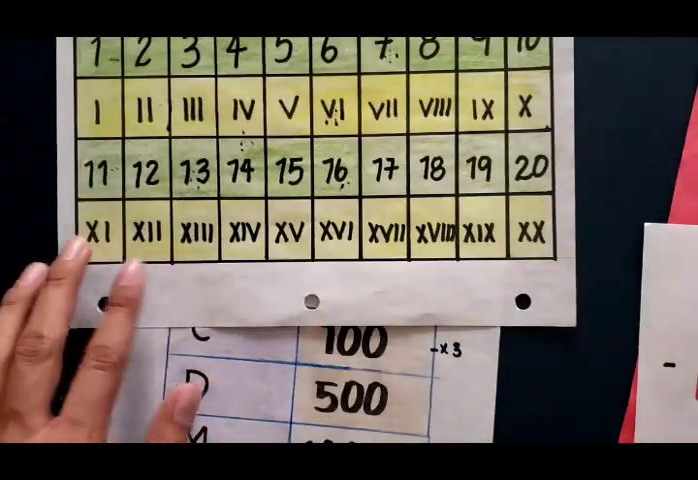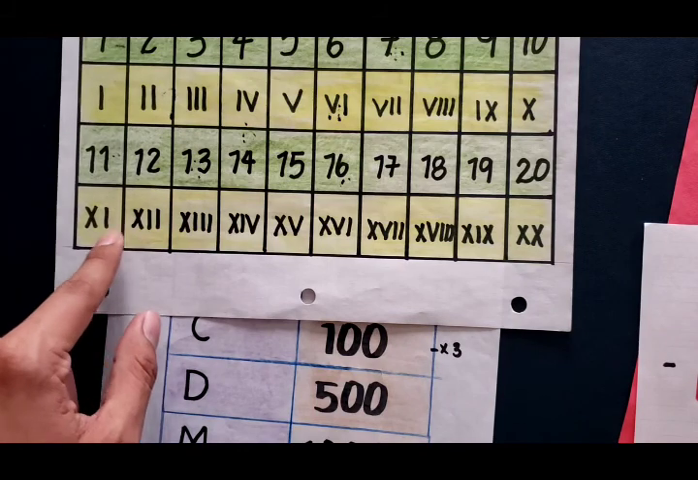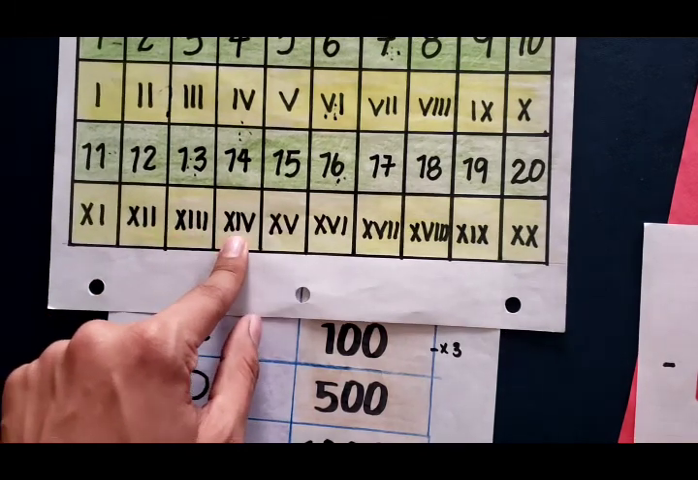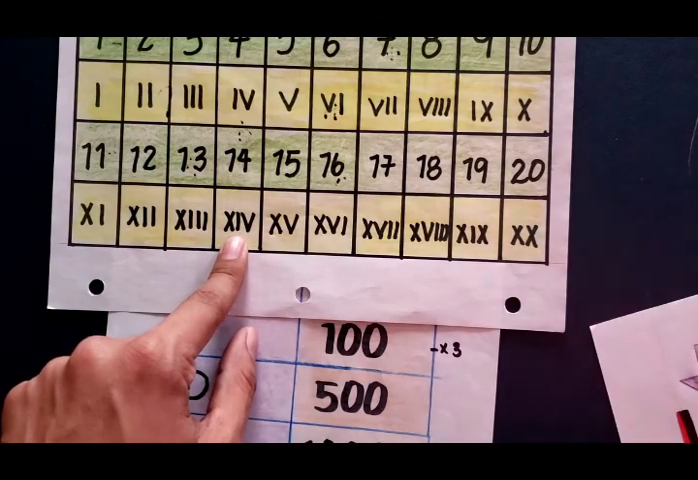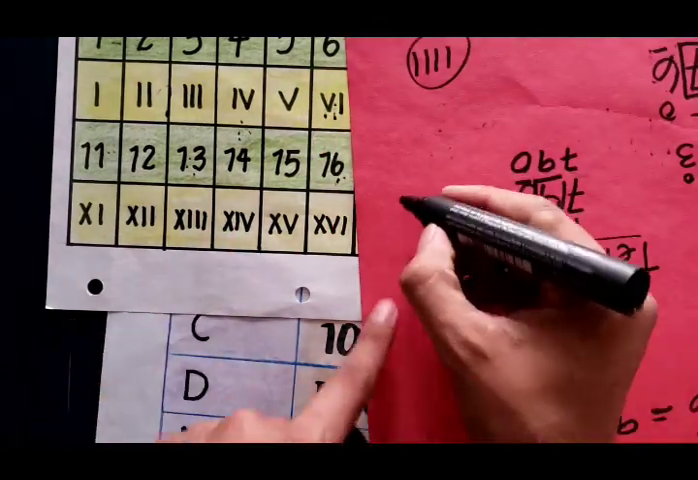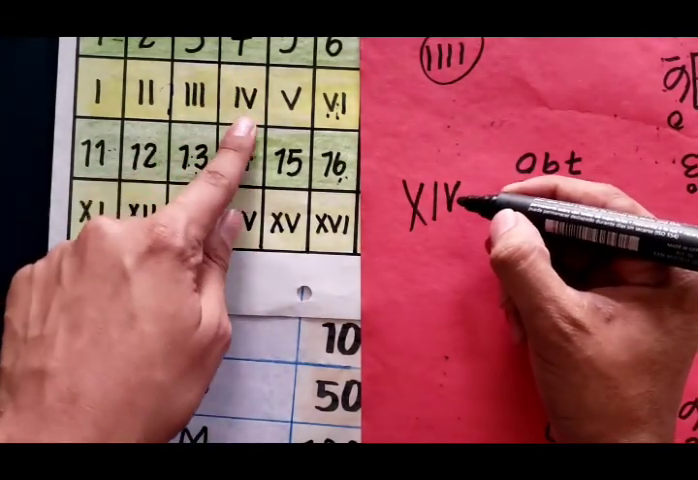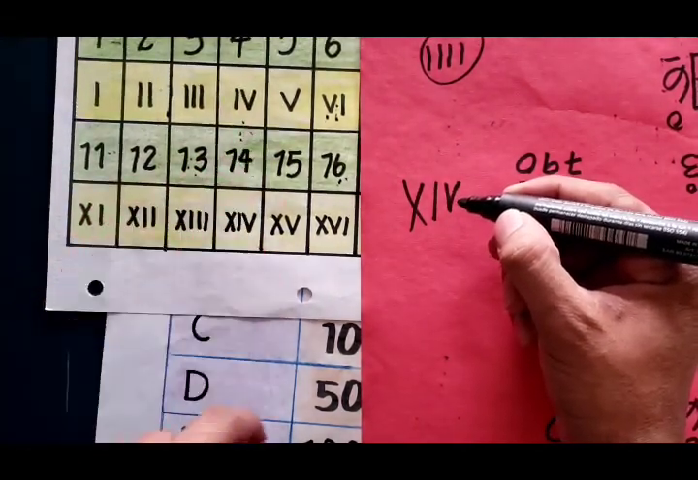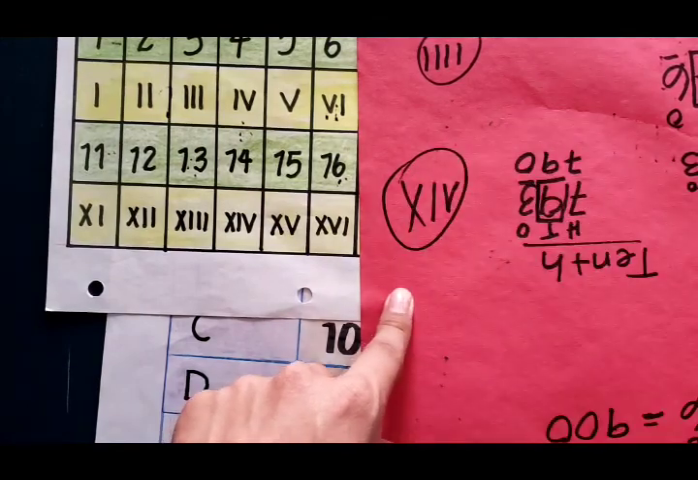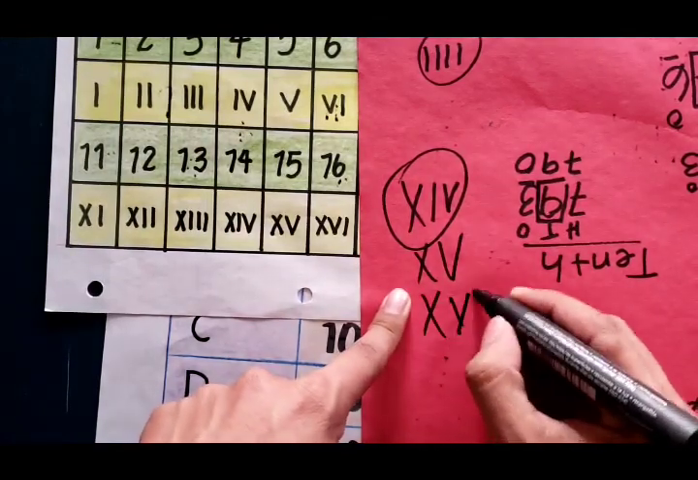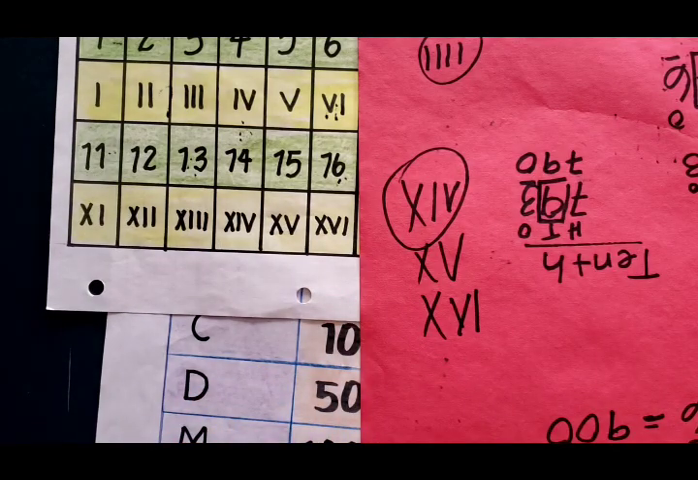Okay, so let's continue. We have here 11, we have here 12, we have here 13, and we have here 14, which is composed of a 10 and a 4. How do you write the number 4? A line and a 5. This is number 14, 15, 16, and so on, right?